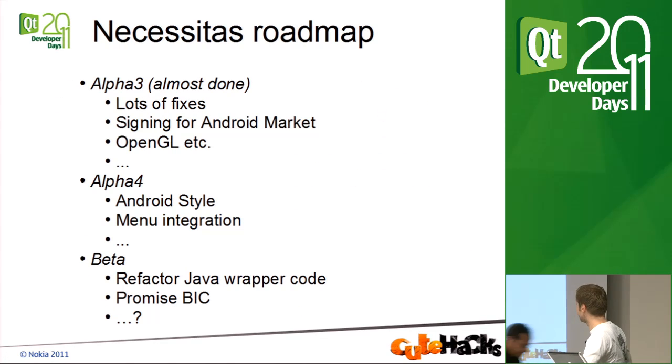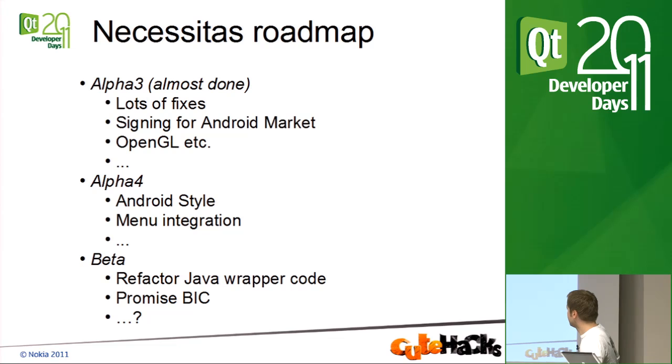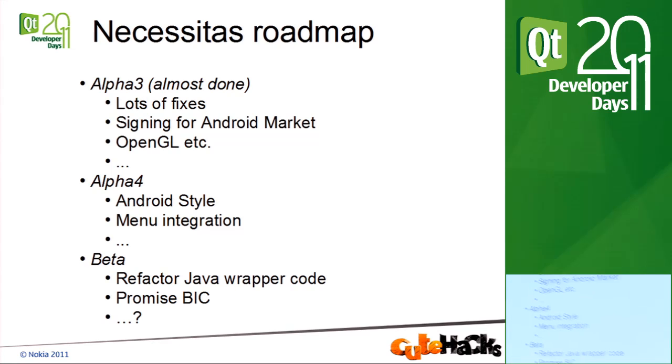The roadmap. Alpha 3 is basically done, and it's being tested right now, so you should expect a release within a week or two. Alpha 4, this is a roadmap which I haven't decided. I'm simply telling you what the project has for the current roadmap.